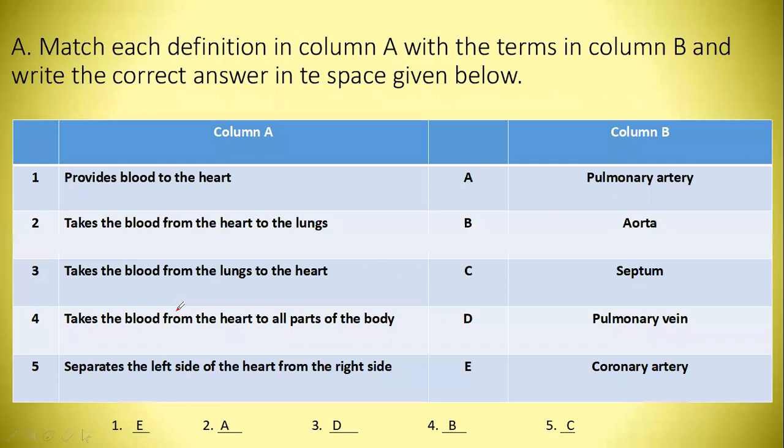First, provide blood to the heart. It's option E. Take the blood from the heart to the lungs. It's option A. Take the blood from the lungs to the heart. It's option D. Takes the blood from the heart to all parts of the body. Option B. Separate the left side of the heart from the right side. Option C.